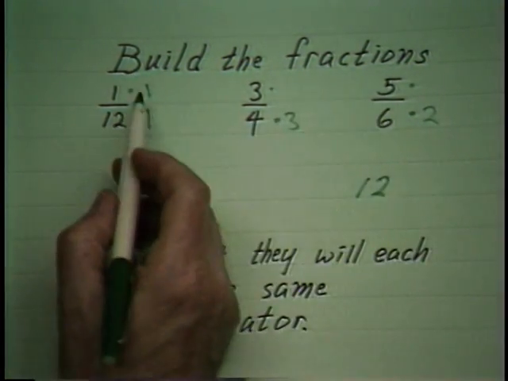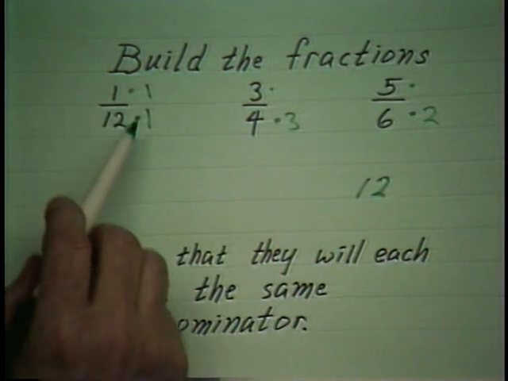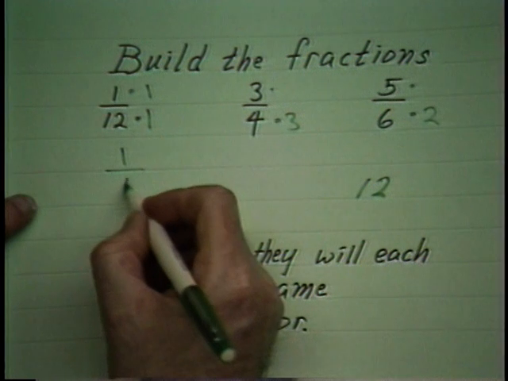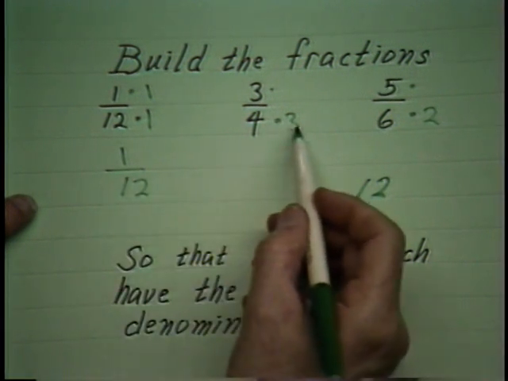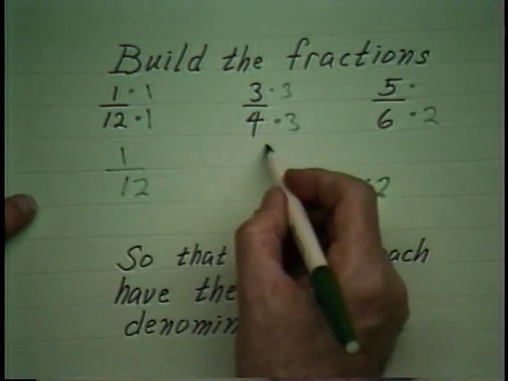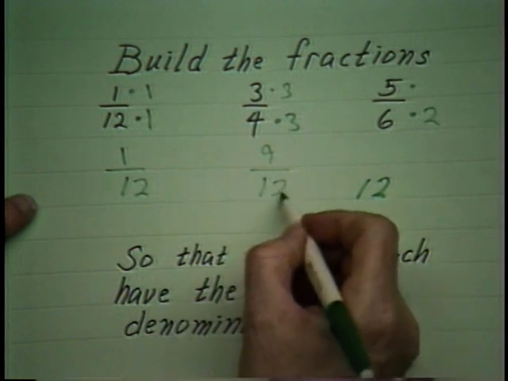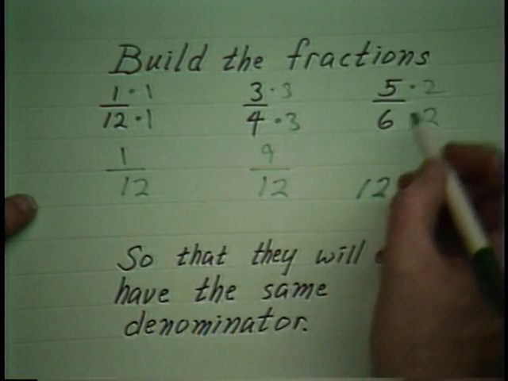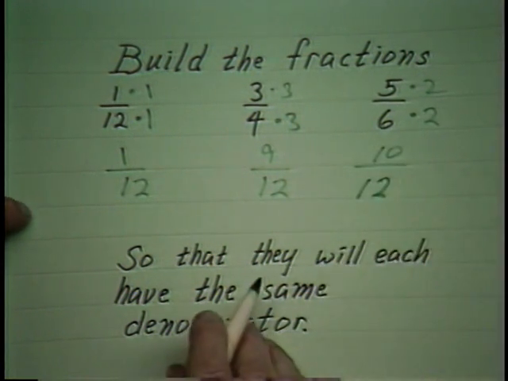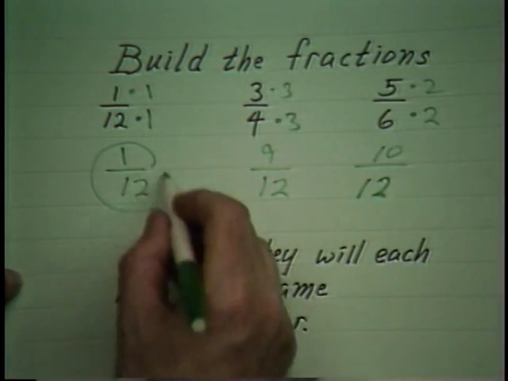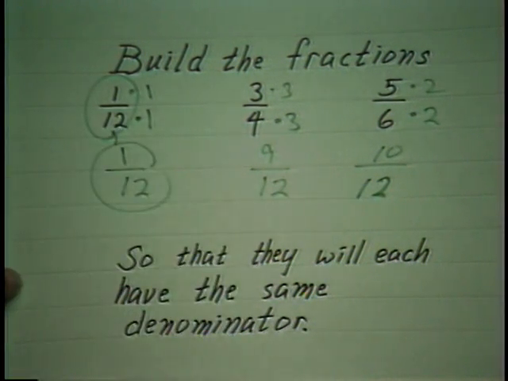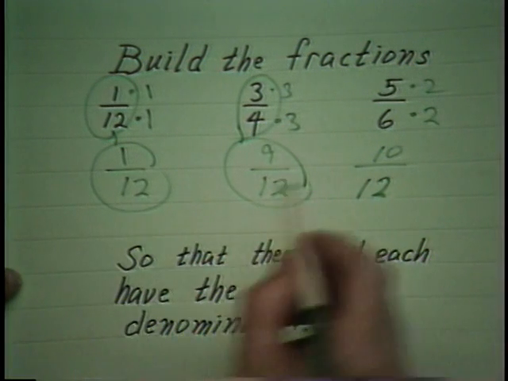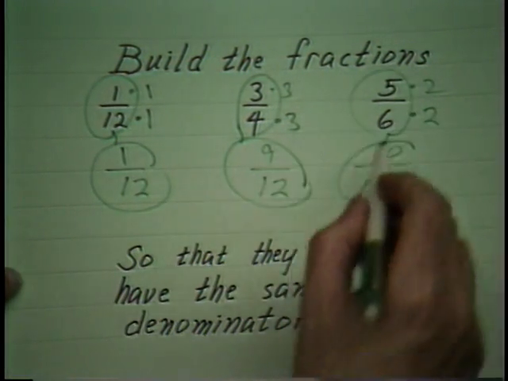So I'll multiply top and bottom here by 1, which is the same thing as leaving it alone. That gives me 1/12. Top and bottom here by 3, which gives me 9/12. And top and bottom here by 2, which gives me 10/12. Now these two fractions are equivalent. They're the same fraction. So are these two equivalent to each other, and these two.